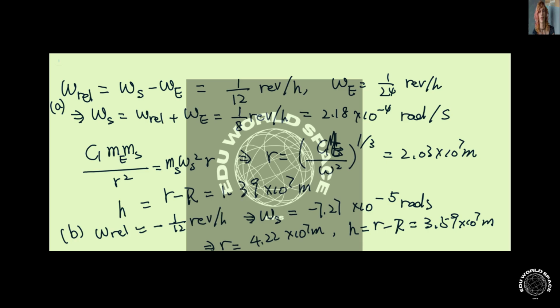Remember, this is the distance between the satellite and the center of the Earth. We still need to subtract the radius of the Earth to get the final height, which is equal to 1.39 times 10 to the 7 meters.